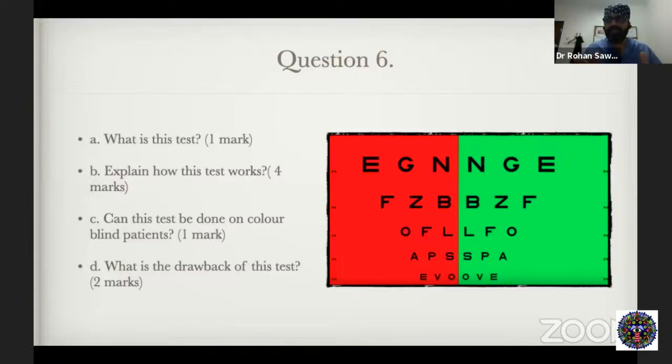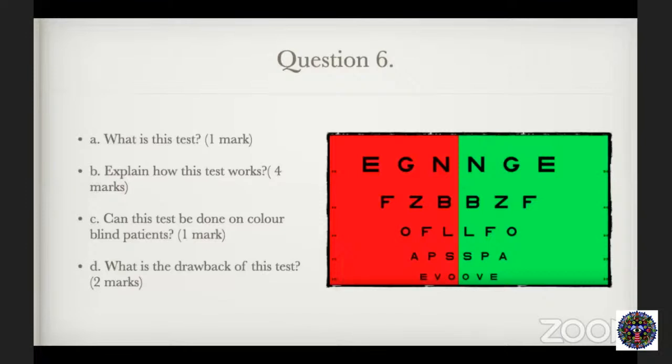So the difference between the red and green zone is approximately 1 diopter. So this test used that to get the correction point. Right, coming to the next bit, can this test be used on a colorblind patient? Yeah, it can be done.